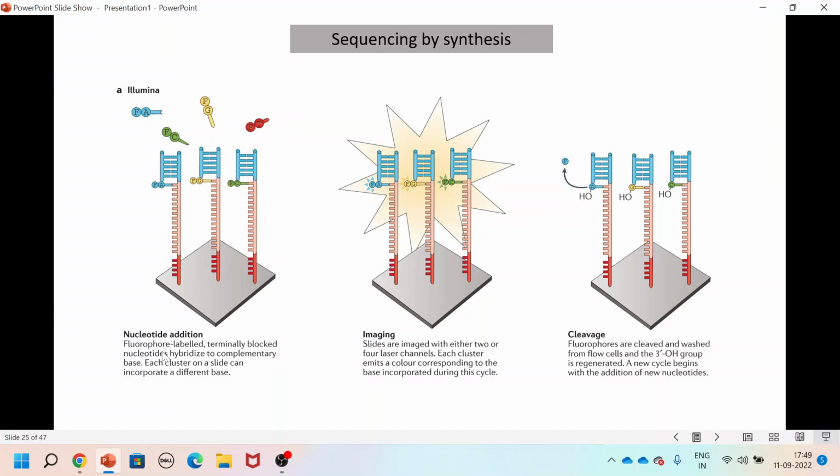The first step is nucleotide addition, where fluorophore-labeled, terminally blocked nucleotides hybridize to the complementary base, and each cluster on a slide can incorporate a different base. After this, slides are imaged with either 2 or 4 laser channels, and each cluster emits a color corresponding to the base incorporated during this cycle. After imaging, we cleave the fluorophore. Fluorophores are cleaved and washed from the flow cells, and the 3' OH is regenerated, leading to a new cycle beginning with the addition of a new nucleotide. After the addition of the new nucleotide, we follow the same steps again.